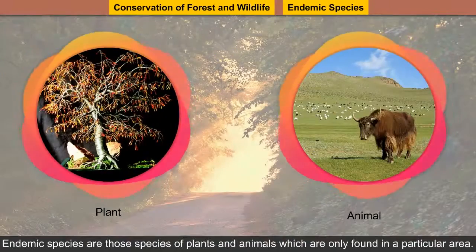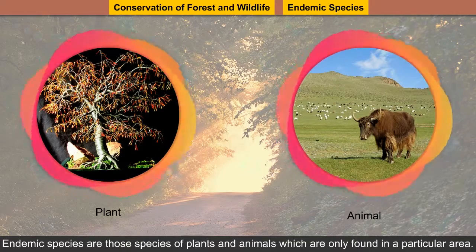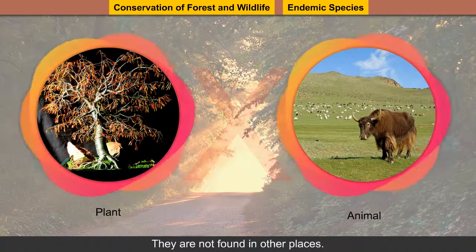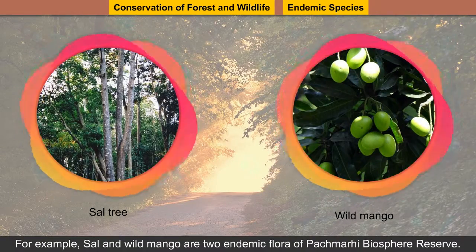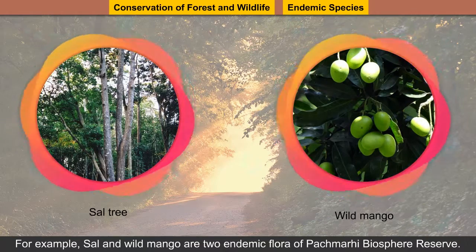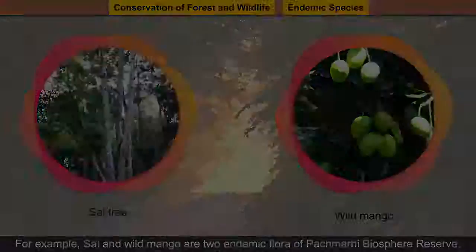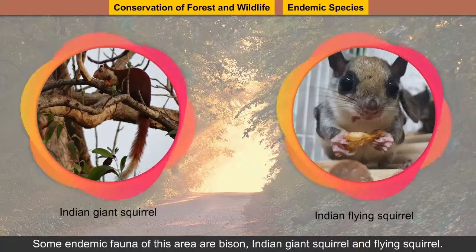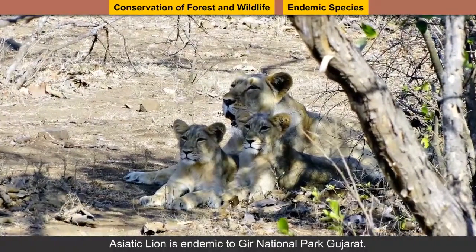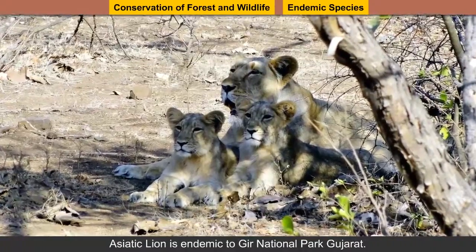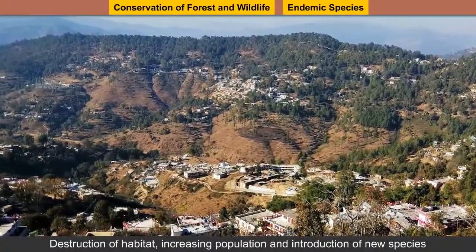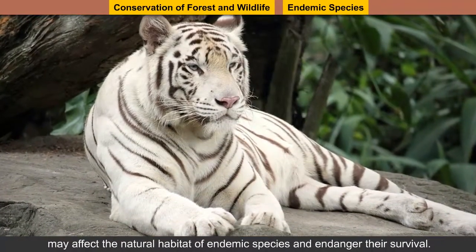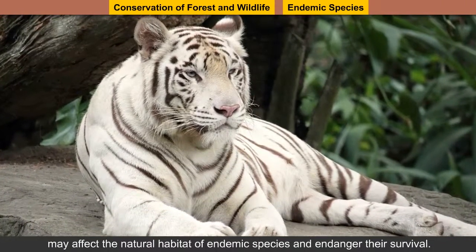Endemic species. Endemic species are those species of plants and animals which are only found in a particular area. They are not found in other places. For example, sal and wild mango are two endemic flora of Panchmarhi Biosphere Reserve. Some endemic fauna of this area are bison, Indian giant squirrel and flying squirrel. Asiatic lion is endemic to Gir National Park, Gujarat. Destruction of habitat, increasing population and introduction of new species may affect the natural habitat of endemic species and endanger their survival.